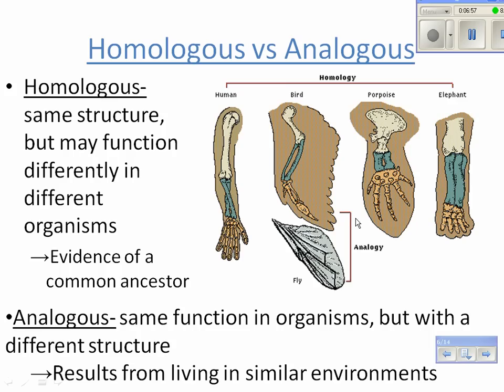This results from the 2 organisms just living in an environment where it's advantageous to fly. So they don't have a very recent common ancestor, but it's good for both of them to fly, so they developed wings that don't look anything alike.